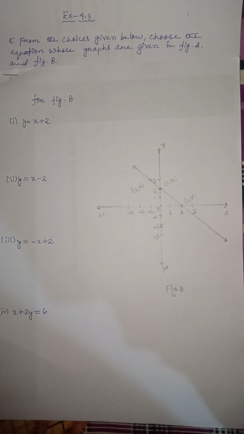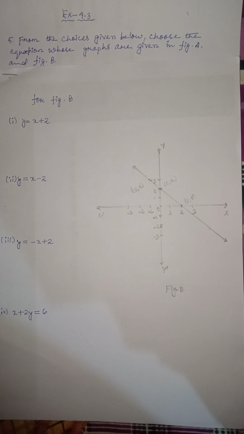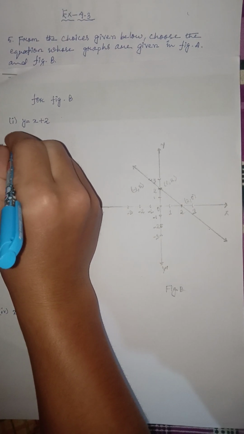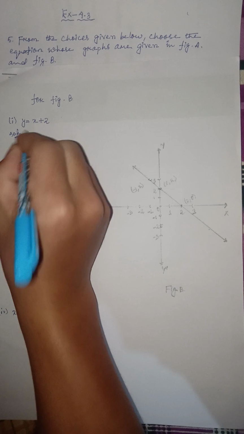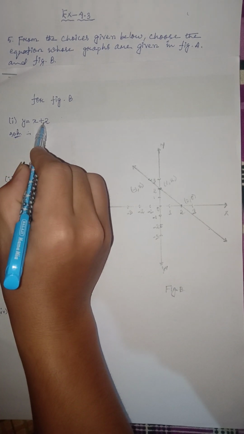Anyway, now let us move to the main problem so as to minimize the time. First, let us check the first Roman number, which is y is equal to x plus 2. Let us write it, solution. Y is equal to x plus 2.